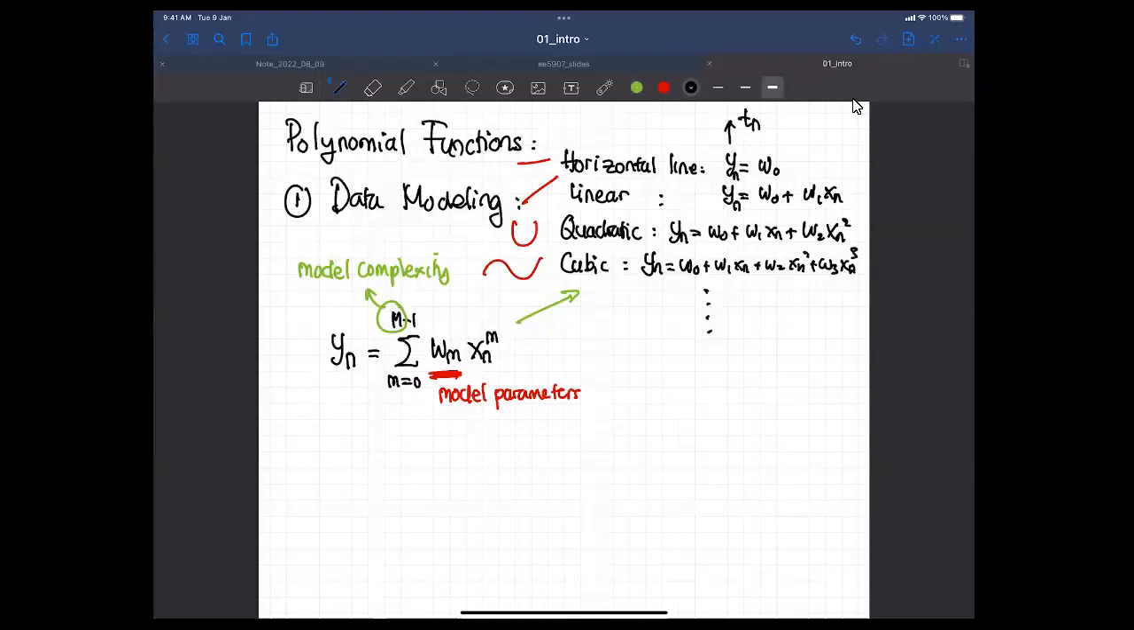Okay. So any other questions or correction here? So model parameter is W and model complexity is capital M. And this is something that we want to estimate. This is our goal. Machine learning goal is to find W and capital M. So please understand this. It's very, very basic and very important.